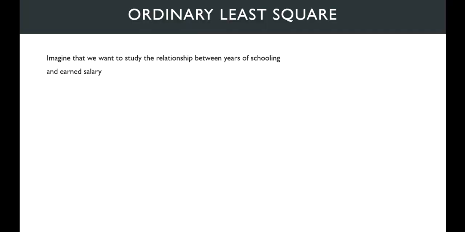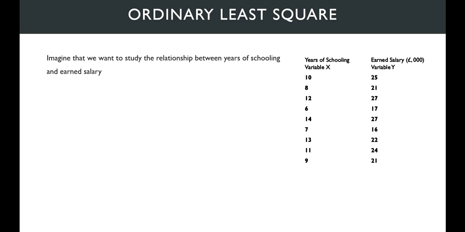Well, imagine that we want to study the relationship between years of schooling and earned salary. We believe that years of schooling has some effect on the earned salary, and luckily we have some data on both these variables, where years of schooling represents the number of years the person attended the school. And then we have the corresponding data on the earned salary, which is measured in thousands of pounds.